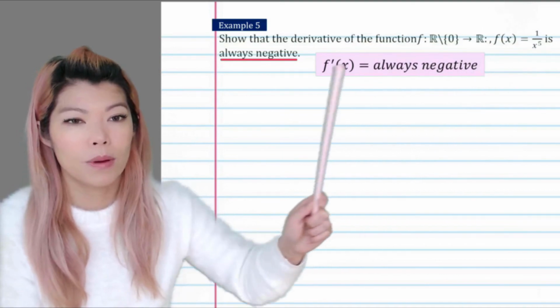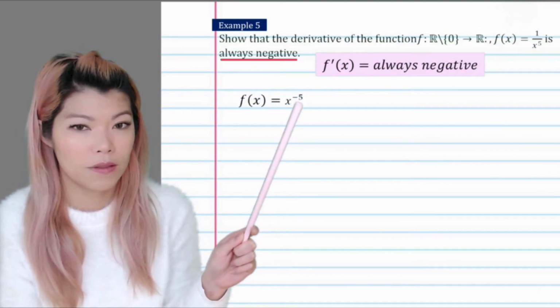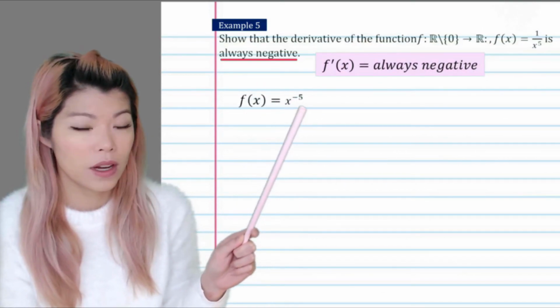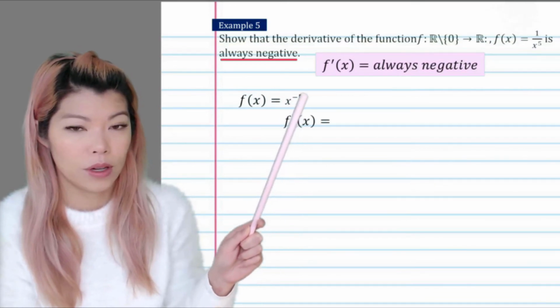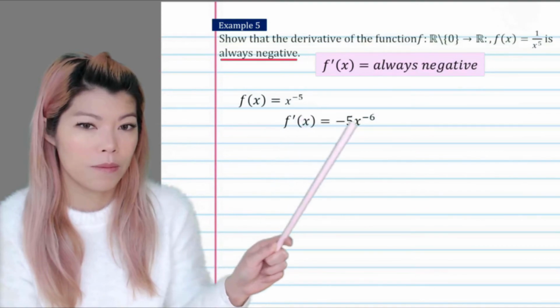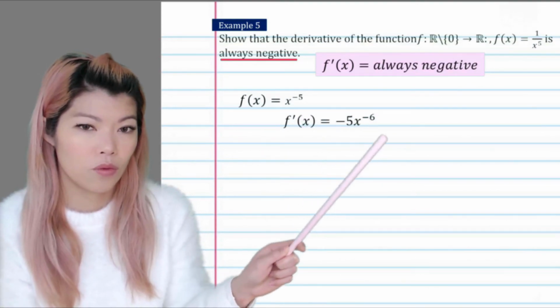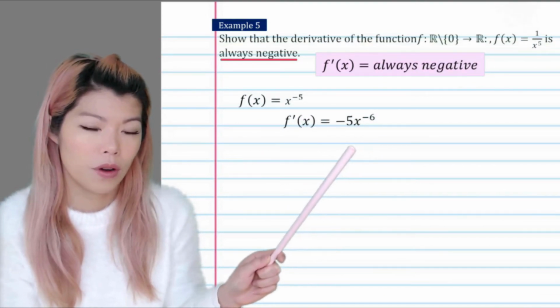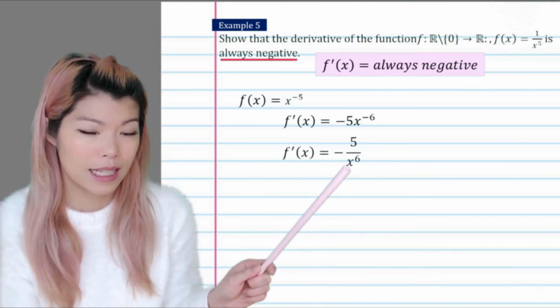So 1 over x to the power 5 can be written as x to the negative 5. And the gradient of that is simply bringing negative 5 to the front, so negative 5, and then minus 1 from the power becomes minus 6. And we can rewrite that as minus 5 over x to the power of 6.